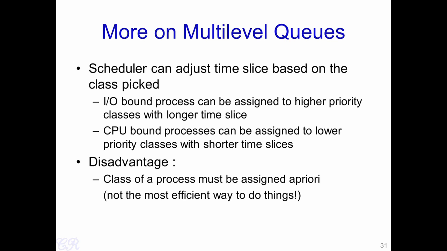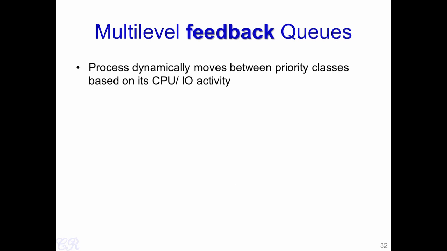Therefore, deciding a priori whether a particular process belongs to an IO bound process and it should be given a higher priority is difficult. So, one way to mitigate this particular limitation is to use schedulers which use multi-level feedback queues. In such schedulers, processes are dynamically moved between priority classes depending on their CPU IO activity.